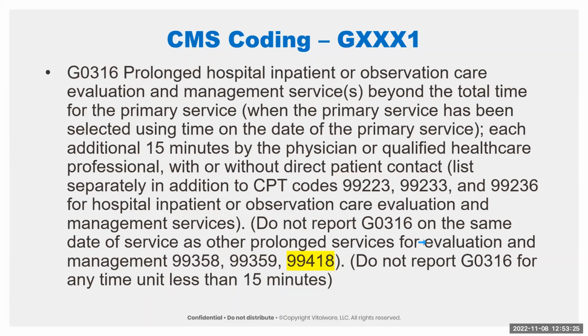So you've got your prolonged hospital or inpatient or observation care, E&M service beyond the total time for the primary service. So list separately in addition to the 99, and it gives you there, and do not report the G0316 on the same date of other prolonged services for E&M. And then do not report for any time unit less than 15 minutes. So this is for the inpatient or observation care evaluation and management.